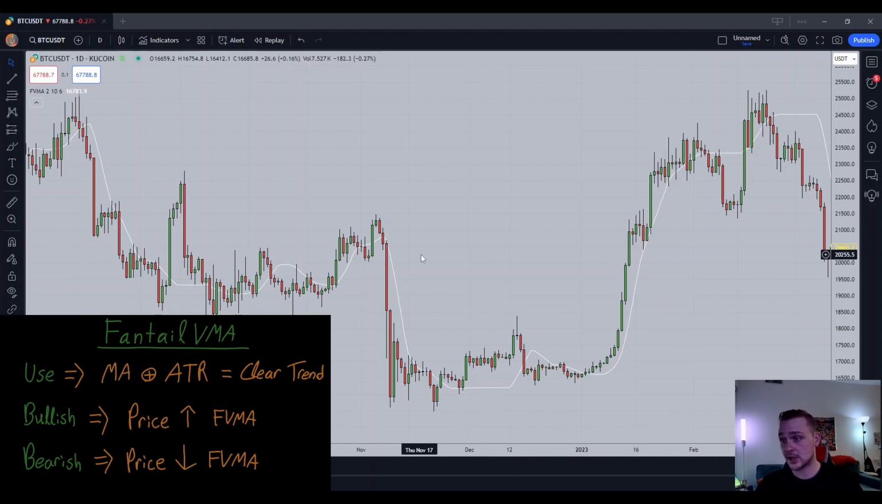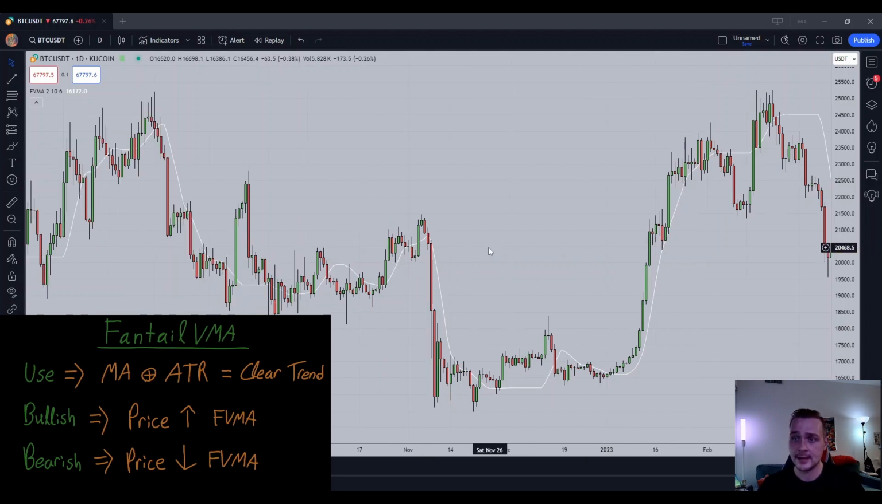However, on the bearish side of things, the price action is going to generally stay under the FVMA line. As you can see in late 2022 here, generally speaking, the FVMA is staying over top of the price action until the beginning of 2023, when this trend shifts and then it starts staying underneath it.